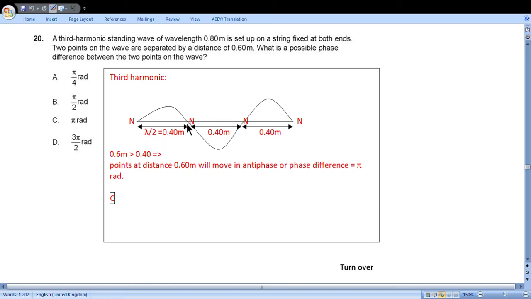so it is 0.40 meters, and because 0.6 is more than 0.40, the points are in different subsets. In each subset we have the same phase. So we have pi radians, so antiphase, C.